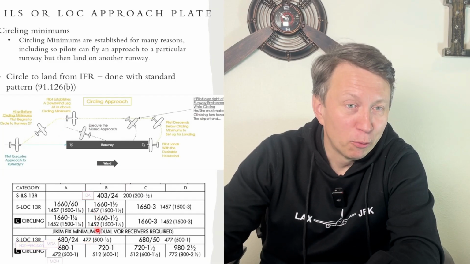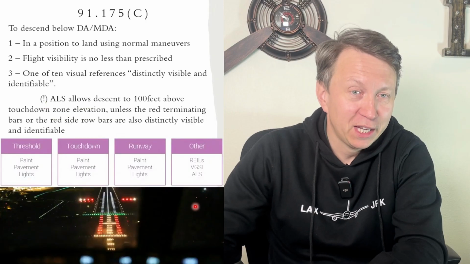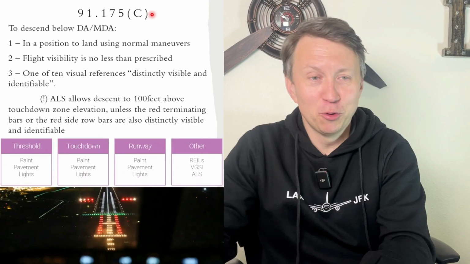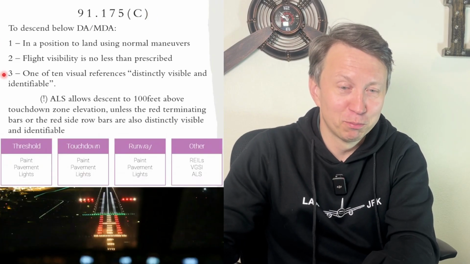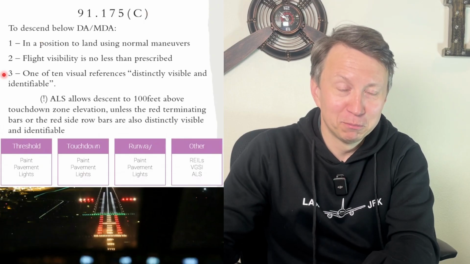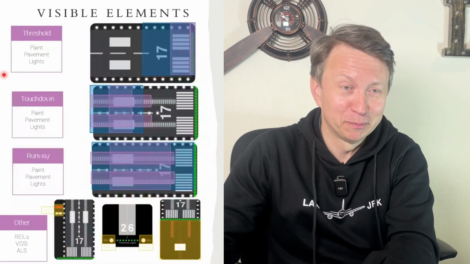Okay, now I'll skip the circling minimums for now. That's really a topic for a whole separate lesson. Once again, 91.175, you need to be able to give those three bullets like you were woken up in the middle of the night and you remember them. If you don't remember 91.175, don't go to the checkride, please.